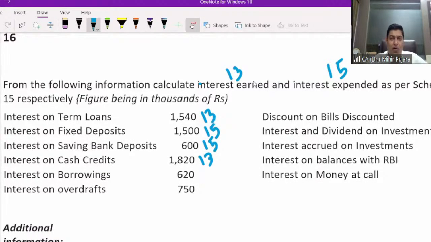Interest on borrowing. Borrowing means the bank has borrowed something. So it is one type of liability of the bank and the bank has to pay the interest. So interest on borrowing is 15.